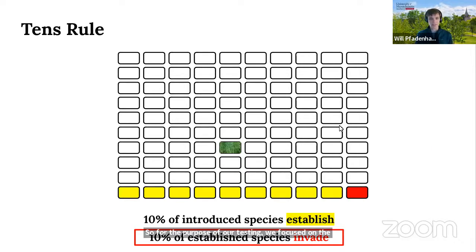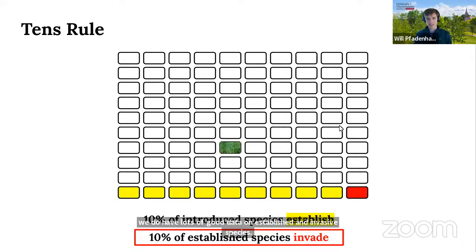For the purpose of our testing, we focused on the second half of this: 10% of established species become invasive. The reason we focused on the second half is because it's really hard to find data for the first half. Finding data on failed introductions is really difficult, but we do have lots of good data on established and invasive species. So that's what we're going to focus on.